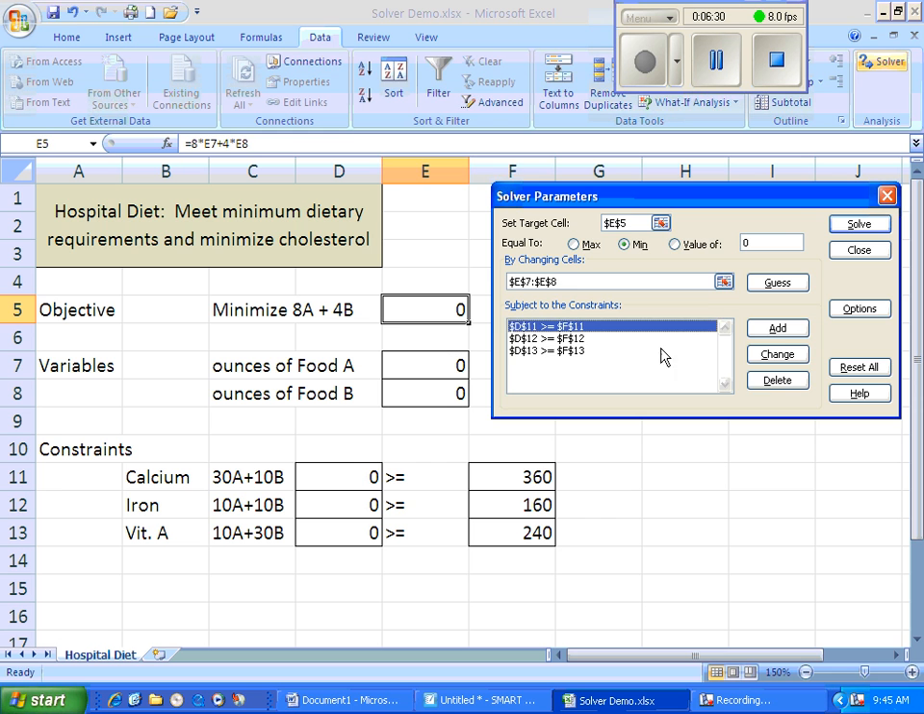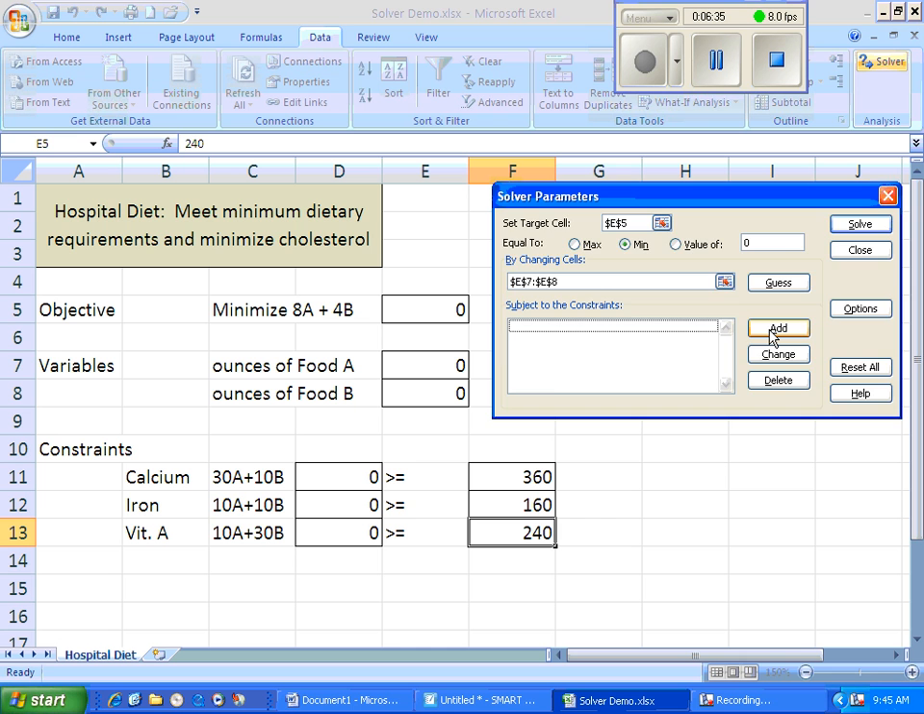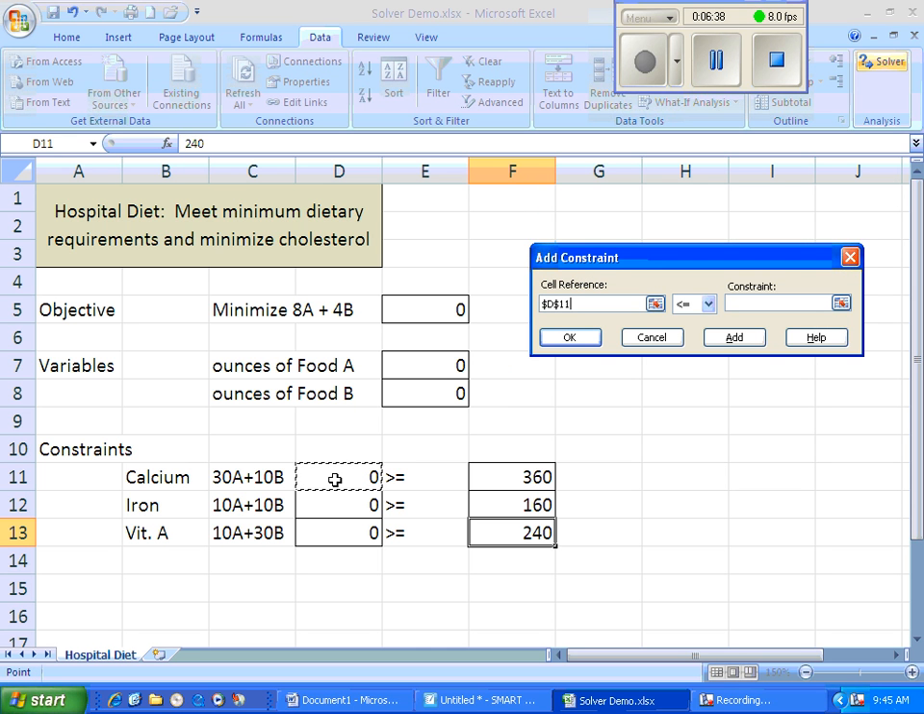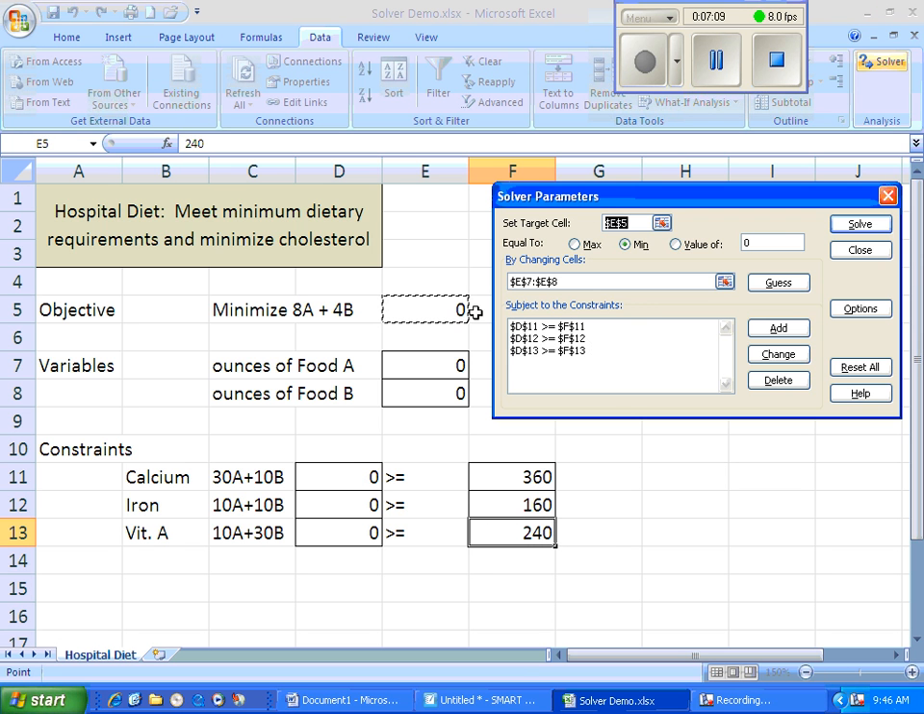Subject to the constraints, let me go ahead and take these out here and put them in again for you. Subject to the constraints, I'm going to add this constraint. I can tab over, but I don't want to be less than or equal, I want to be greater than or equal to this cell. I'll click on Add to put in my next cell reference, D12, greater than or equal to the constraint here in the cell F12. Add the third constraint. This one is also greater than or equal, and then my cell there. Now that I've got all three constraints in, I can click OK.